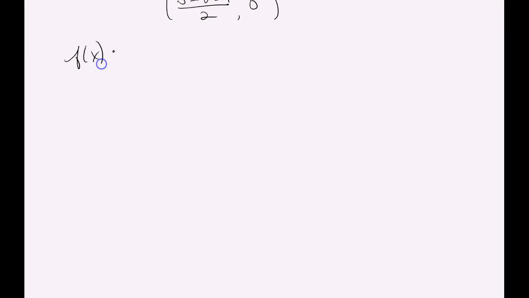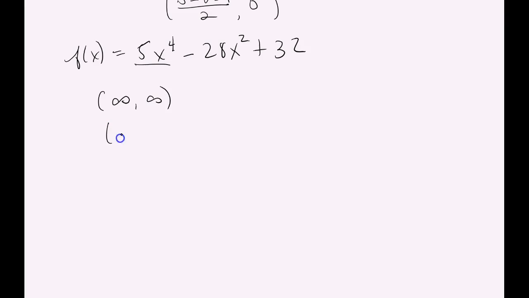So the last one is 5x to the 4th minus 28x squared plus 32. Okay, so this one, let's do end behavior. This is even, so once again it's like a quadratic, and it's positive in the front, so it will be up again on both sides. When I plug in a 0 for x, I get a 32, so good grief. Already I can tell this is going to be fun to graph. It's way up here at 32.